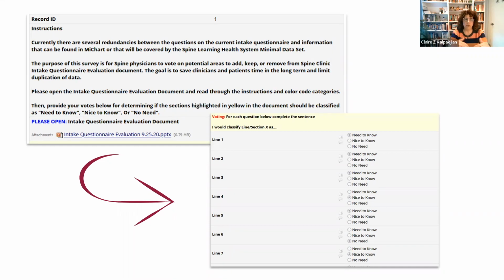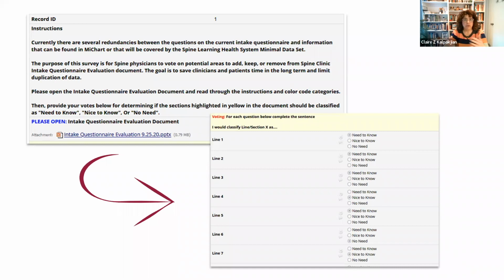and began with, as you can see in the upper left-hand panel, revised the intake form and created essentially subsections, and that people could vote. Did they need to know? It'd be nice to know, or they don't need to know. And this enabled us to quite quickly go through each of the proposed revised section, and look at the consensus around keeping it or deleting it.